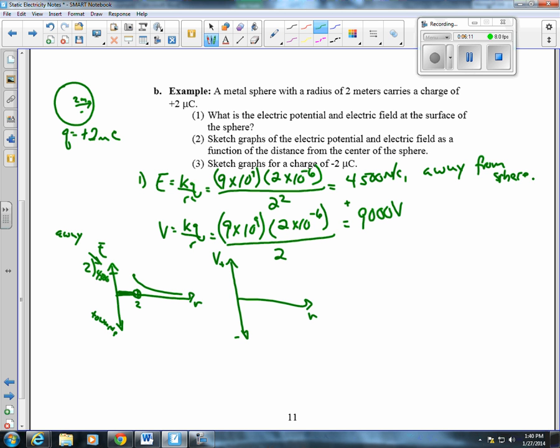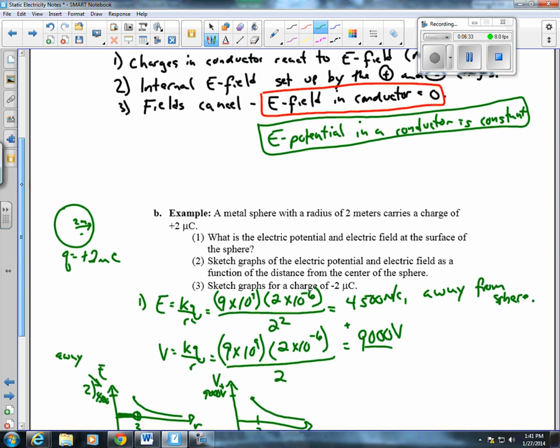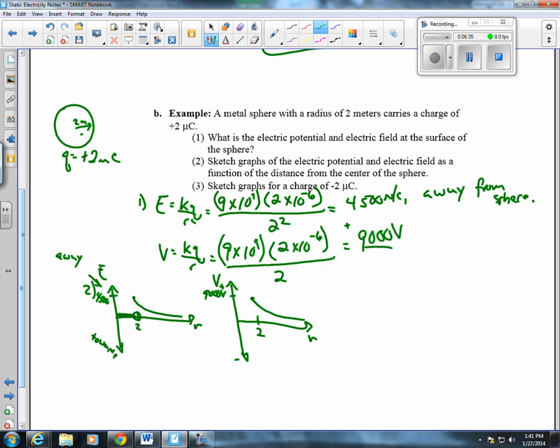Now, we'll do something similar for the voltage, or electric potential. When r equals 2, I just calculated that the voltage is 9,000, so I'll put a dot right here. And then it also is going to get weaker and weaker as you get farther and farther away. Okay, but what about the electric potential inside the sphere? If I go back up to my rule, electric potential is constant. So if it's 9,000 at the surface of the sphere, it has to be 9,000 everywhere in the sphere. So that's going to look like this.